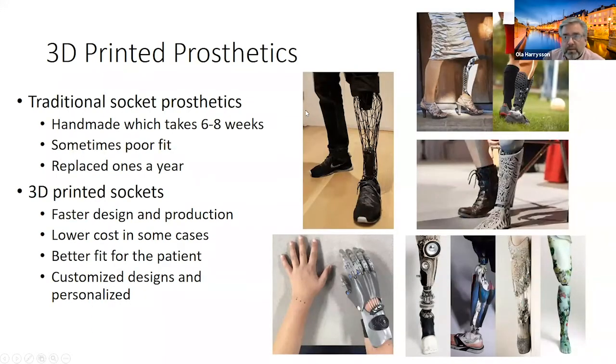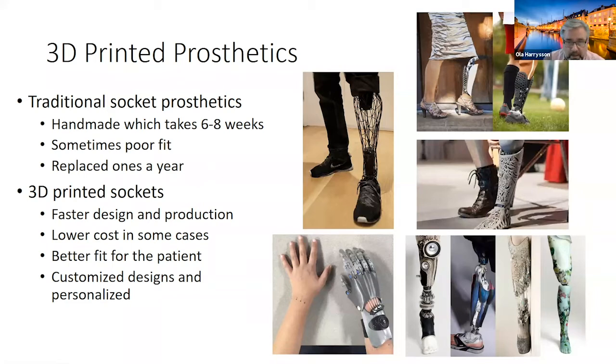Also, another area where this has been going on for a while is within 3D printed prosthetics. So if you have a traditional prosthetic using a socket, they are normally handmade. It takes about 6 to 8 weeks to make a socket, whether it's for a leg or an arm. And sometimes even after that, and during that period of time, the patient has to come back several times to do fitting of that socket.